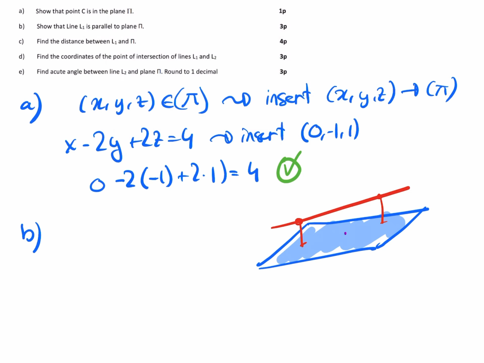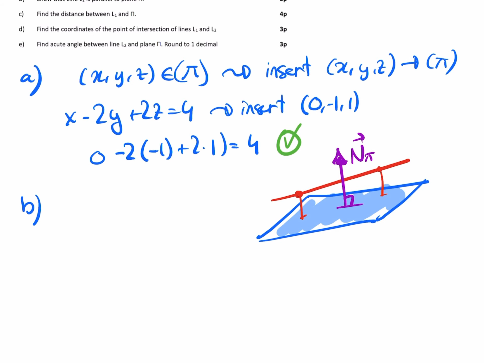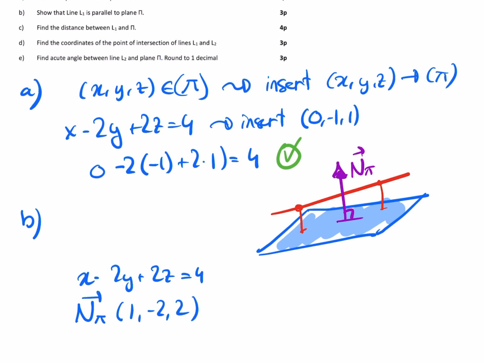Well, we know that the normal vector of the plane is always perpendicular to the plane. This is the normal vector, characteristic vector, it has many names, but we usually call it normal. And we know how to find the normal vector of a plane. If the equation of the plane is x minus 2y plus 2z is equal to 4, the normal vector of plane pi is 1, negative 2, 2, which are the coefficients of x, y, and z.